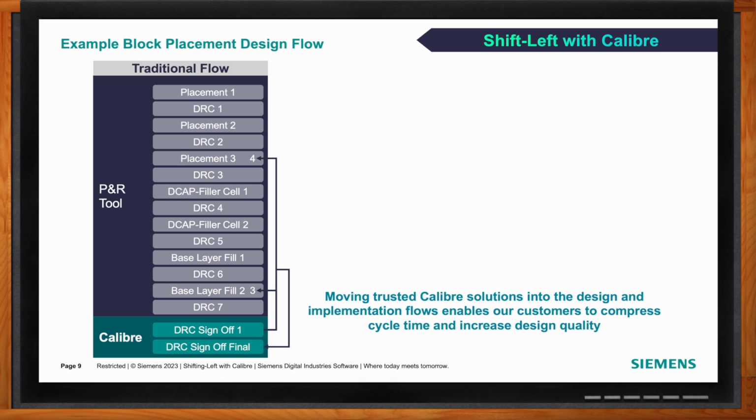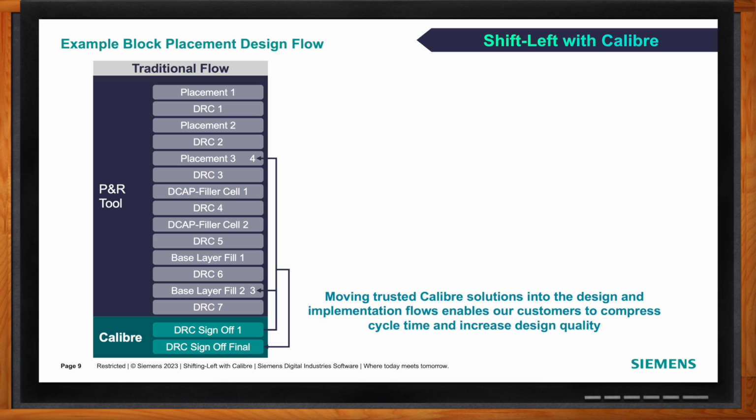Then you've got to do your decap filler cell insertion. So you use the tools that are built into the P&R tool to do that. Iterate, check the DRC, couple issues you've got to correct, do another iteration. And then finally, you're probably going to do the base layer fill to fill in all the open areas, use the fill tools in the P&R tool, iterate the DRC, go through that a couple times. And then finally, it says everything looks okay. And this is where traditionally people think, okay, now it's time for Calibre.